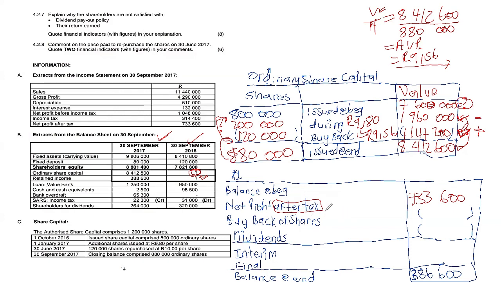Therefore, buyback of shares. Remember, the company decided to buy back 120,000 shares, right? Thereafter, you were told that for each of the 120,000 shares, you will pay how much? 10 Rand, right? Therefore, remember our average price when you calculated the AVP, it was 9 Rand 56, right?